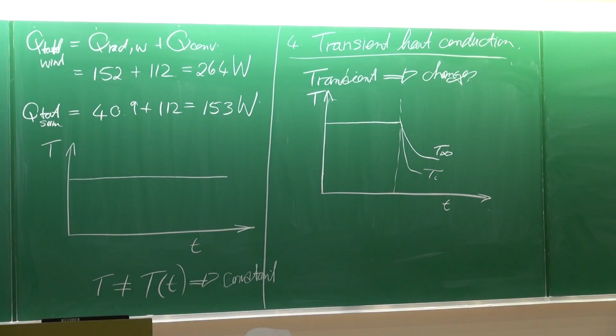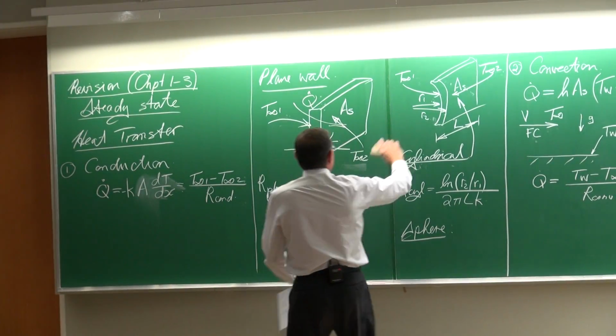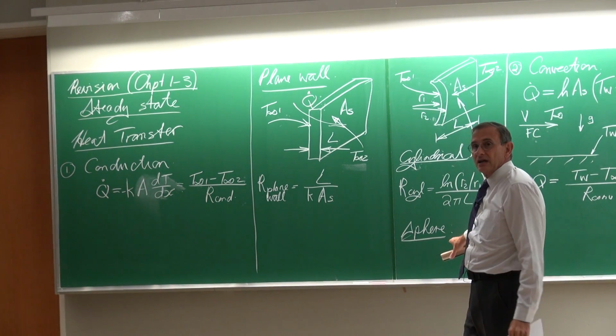So it has to do with the heat transfer inside a body, like for example, a plane wall or another type of geometry like that of a cylinder and a sphere.